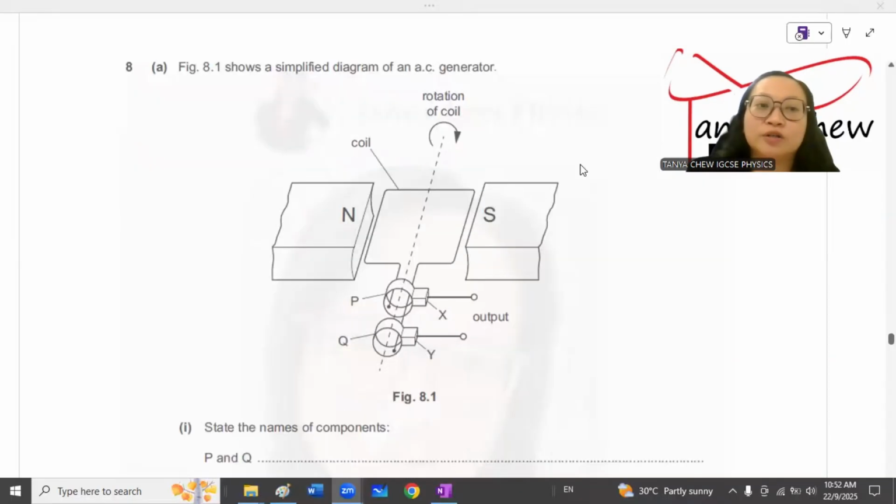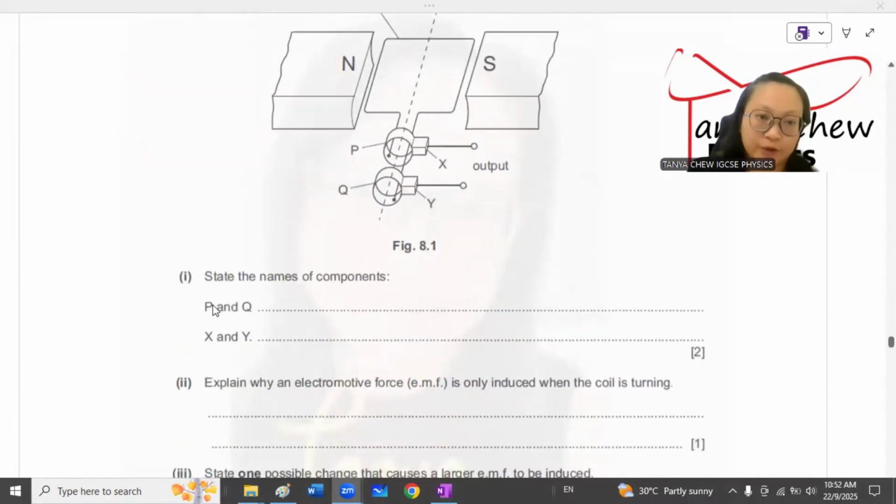Now, let us move on to question number 8a. Fig 8.1 shows a simplified diagram of an AC generator. First part, state the names of the components P and Q. P and Q, you look at P and Q.